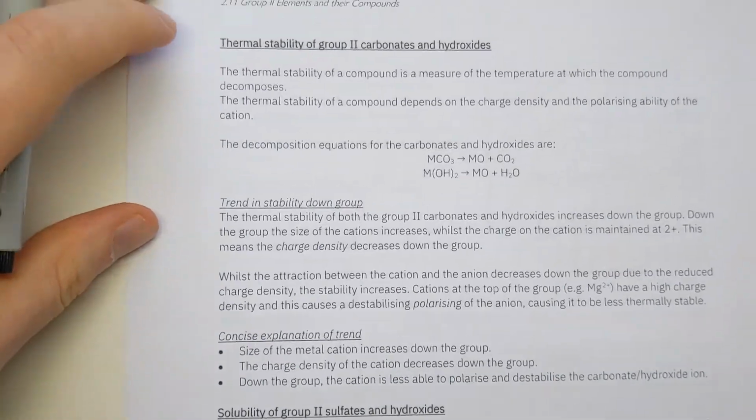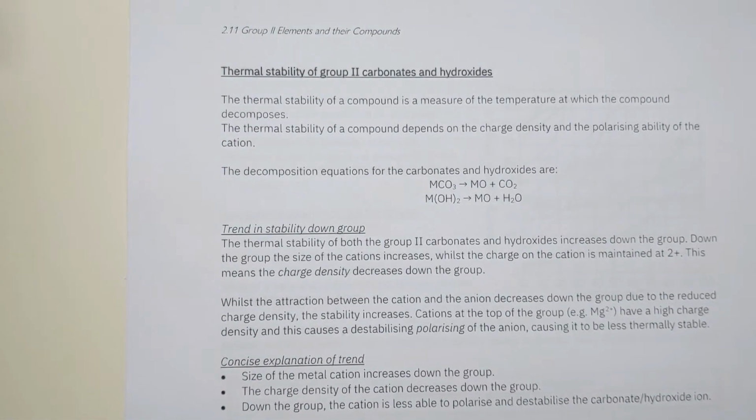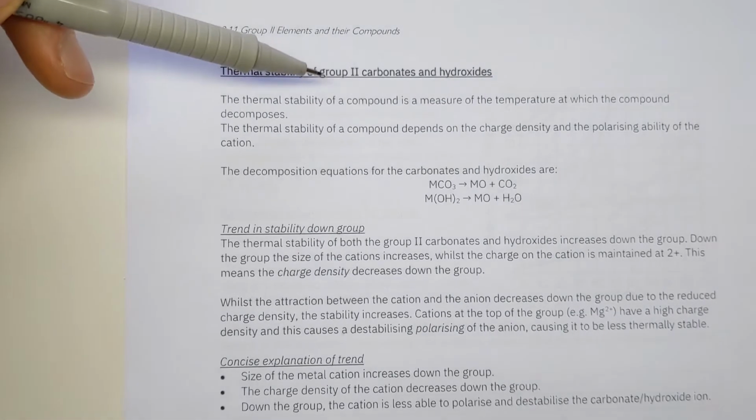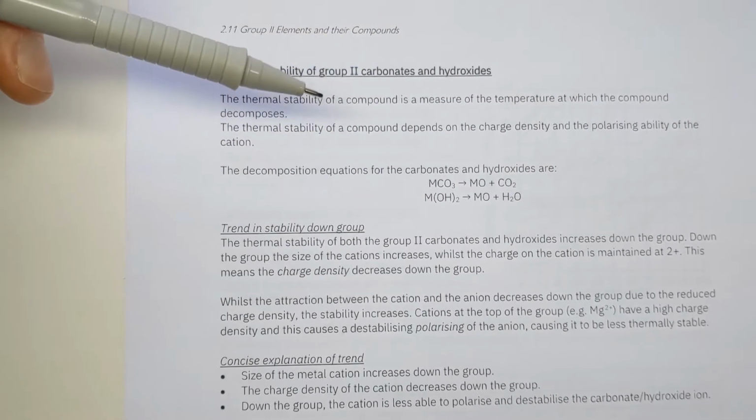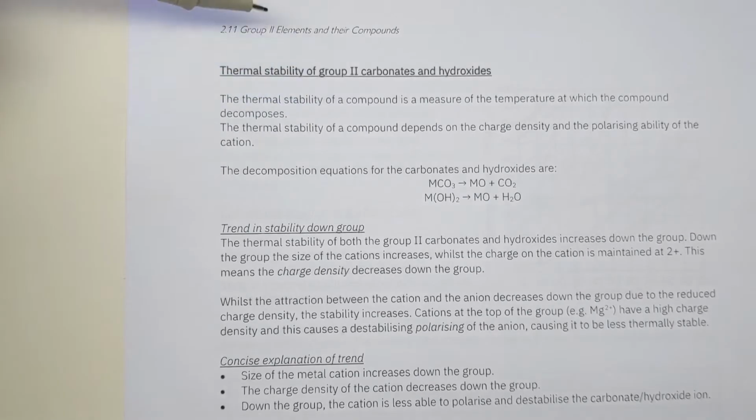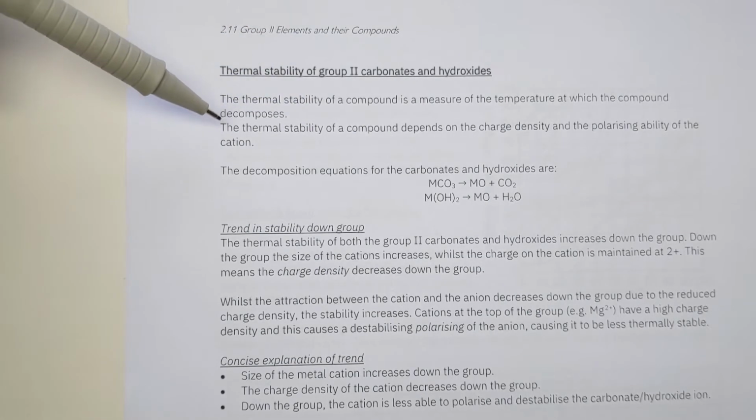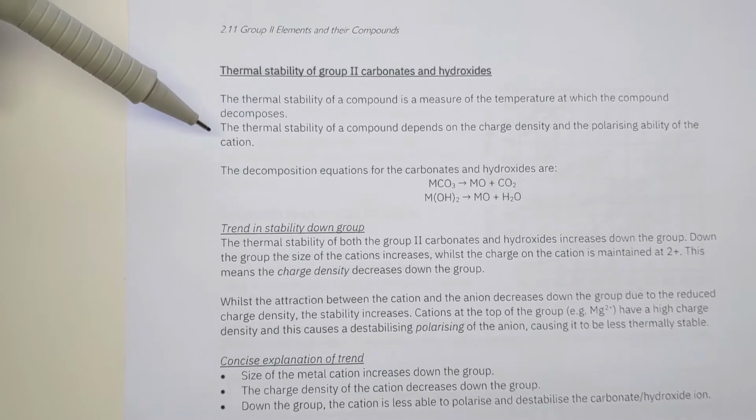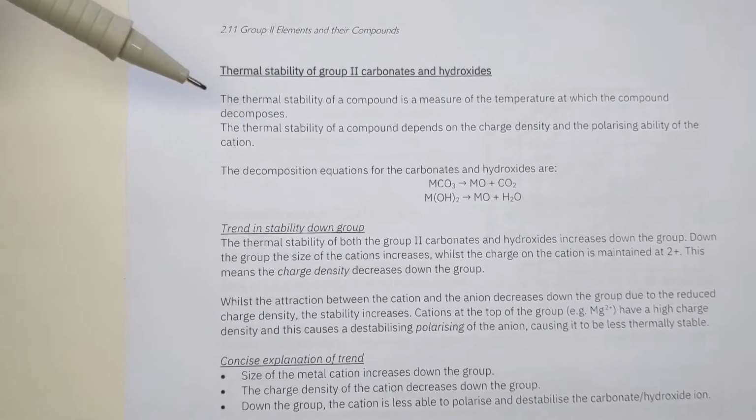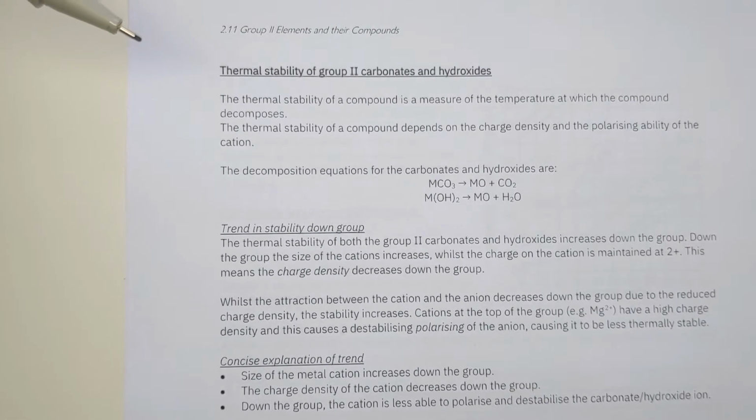The next little bit is on the behaviour of these group 2 compounds, so it's not so much about the use now, it's about how they behave physically. A bit on the thermal stability of the group 2 compounds, specifically the carbonates and the hydroxides. There's a couple of trends you're meant to know here. Thermal stability is how resistant something is to being broken down by heat, or thermal decomposition. If something is very thermally stable, it'll take a lot to break it down with heat. If it's not thermally stable, it'll break down quite easily using heat.